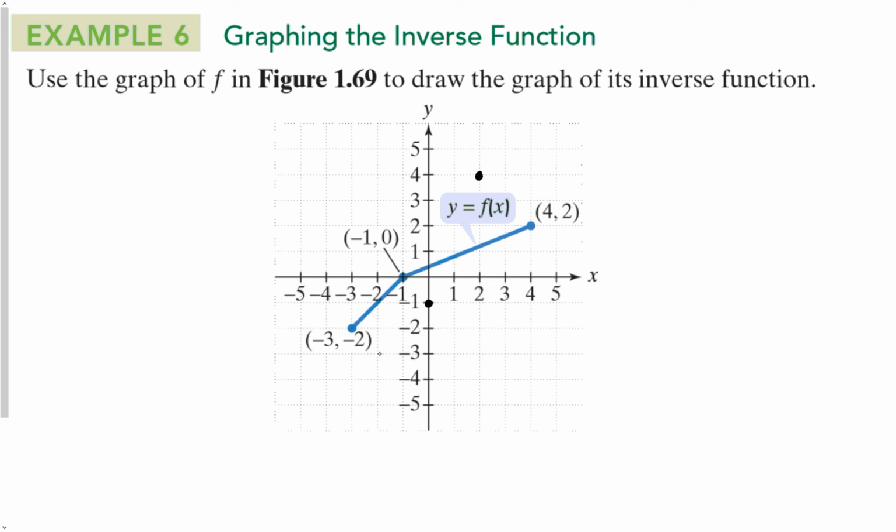It would be (-2, 3). And if I draw this graph and look at it carefully, I can see that if I were going to draw the line y equals x, this graph, the black one, would be a reflection of the blue one over that line y equals x.